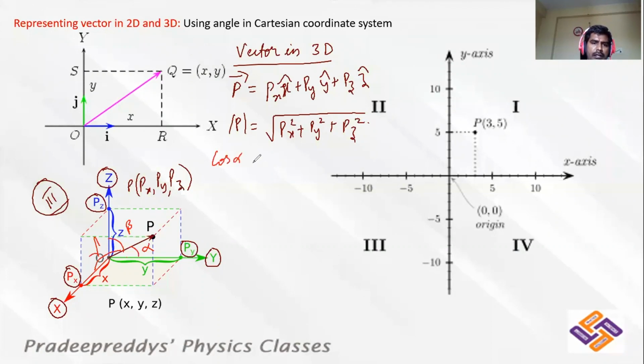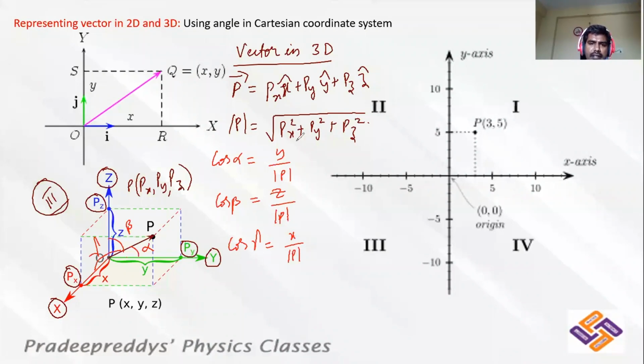Cos alpha is the cosine of the angle between the y-axis and P. Cos alpha is equal to the adjacent side divided by the hypotenuse. Hypotenuse is the magnitude of P. Okay. Similarly, cos beta is equal to Z divided by the magnitude of P. Cos gamma is equal to X divided by the magnitude of P.